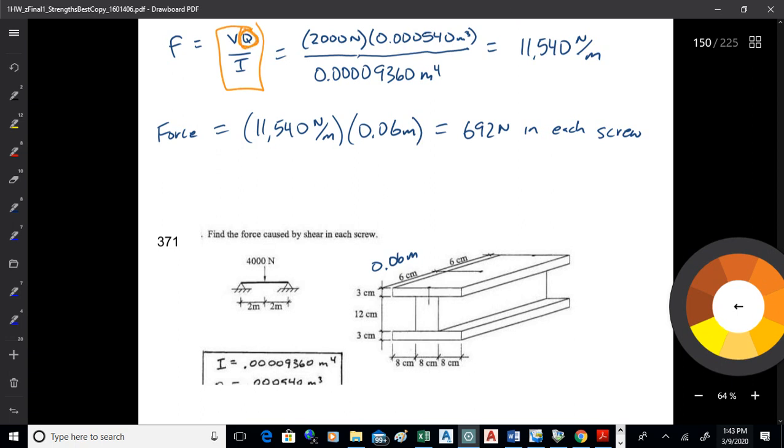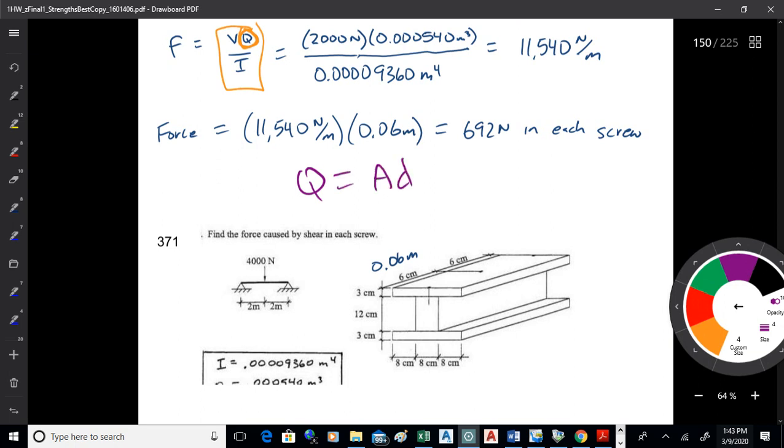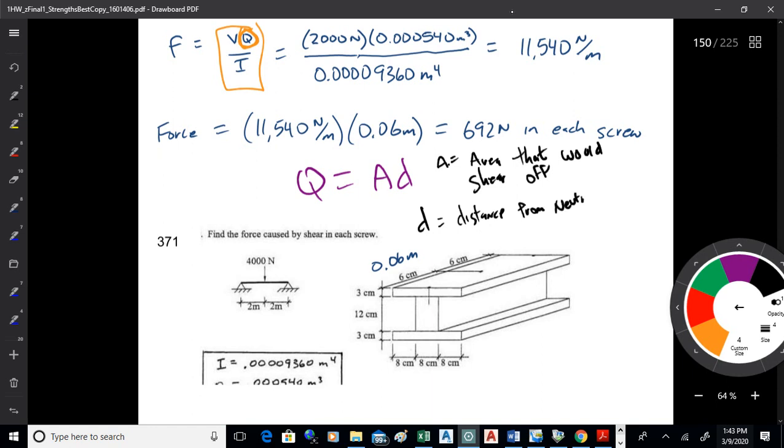On the formula sheet, you're given the formula for it, but sometimes people need a little bit more information than that. A is the area that would shear off, if it failed. And then D is the distance from the neutral axis to the centroid of the area that would shear off.